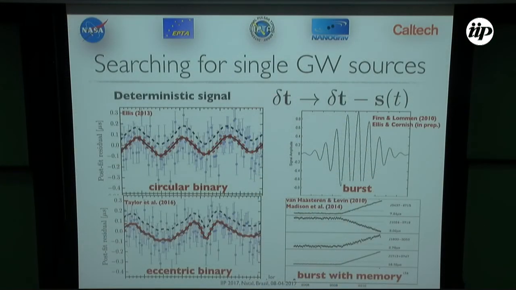In deterministic searches, we always include the pulsar term. So to search for deterministic signals, you just need to modify your likelihood by changing factors of delta t, which is your data, to delta t minus your signal model. So remember, this is your data and this is your signal model. We can search for circular binaries. We can search for eccentric binaries. Both of these can include the pulsar term.